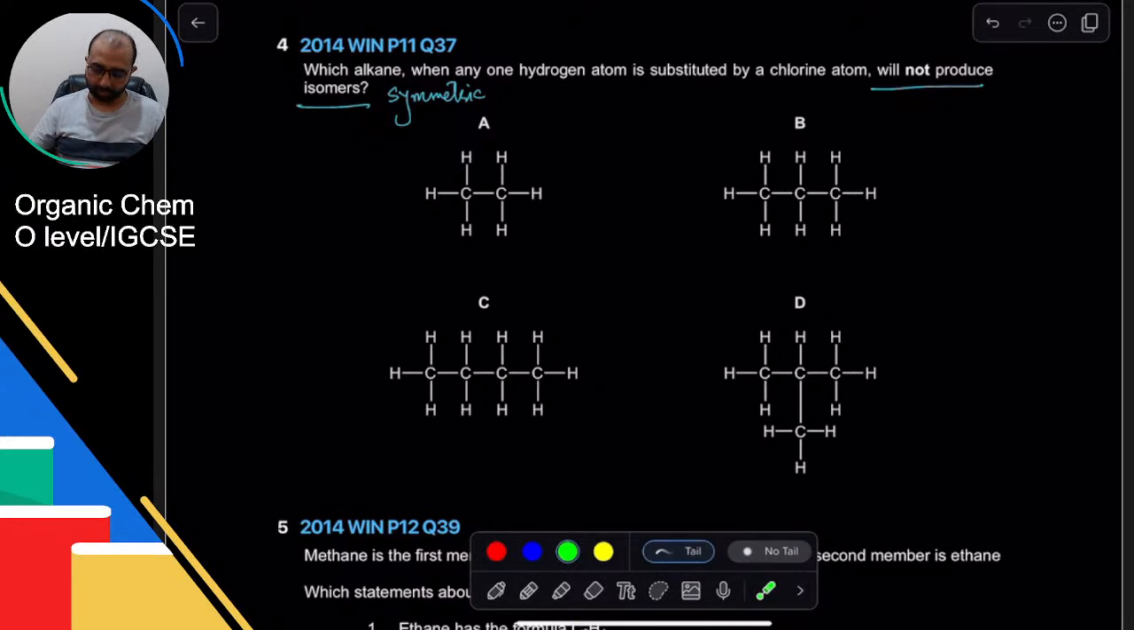So D definitely will not work. So we will reject D. Why? In D there are 1, 2, 3, 4, 5, 6, 7, 8, 9. If chlorine replaces any of these 9, it is the same compound. Because if chlorine comes here, that is chlorine on the first carbon, and if it comes here, still chlorine on the first carbon. But if it comes here, it is chlorine on the second carbon. So this is an isomer. So these can make two isomers.